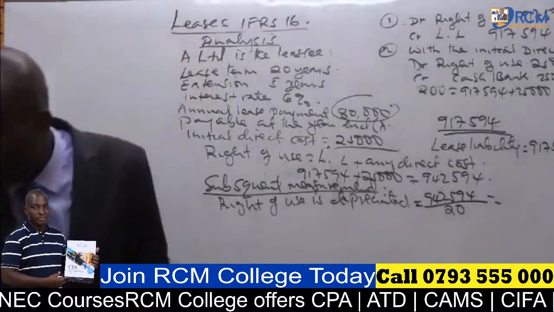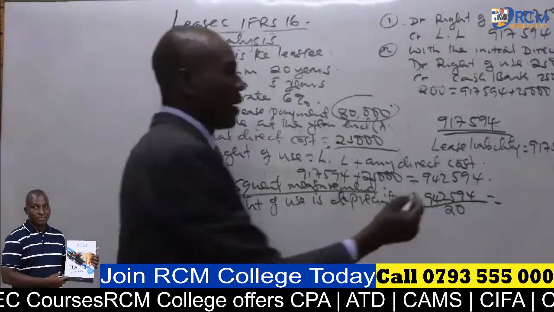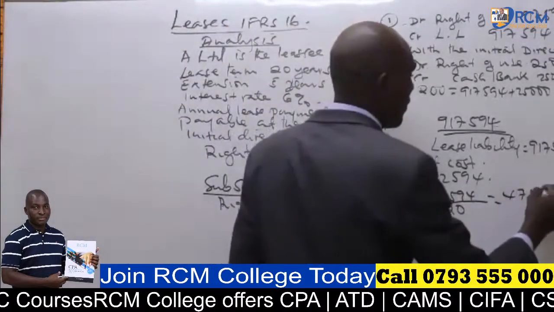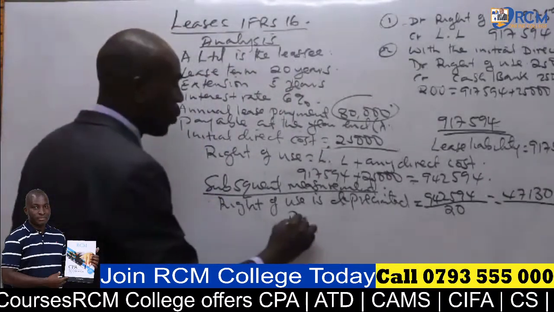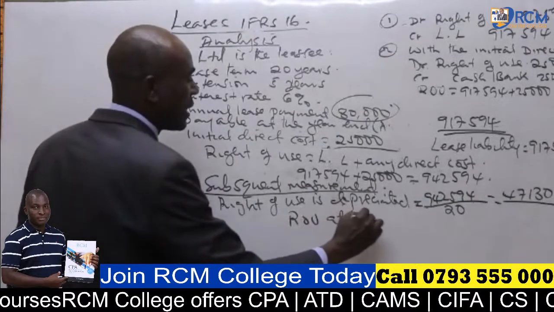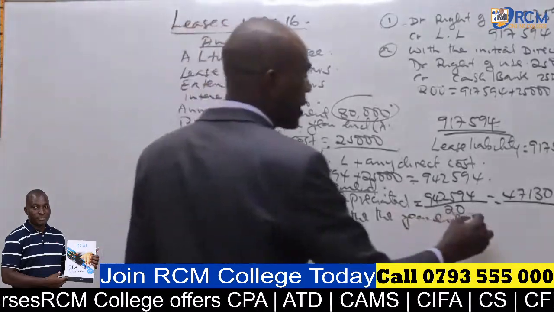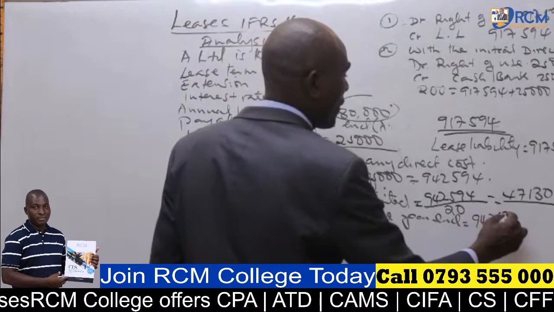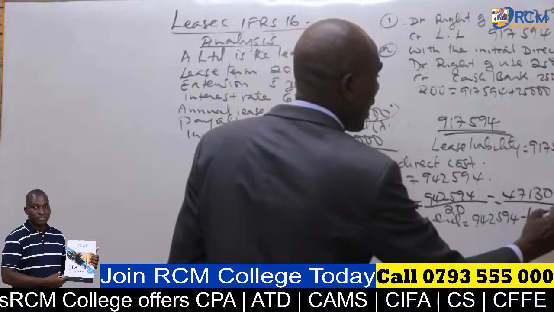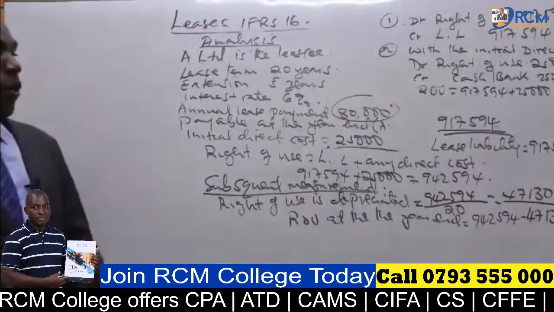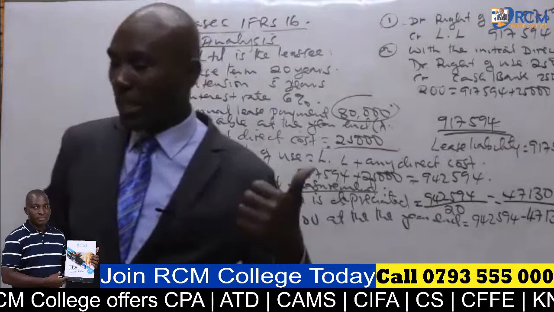Therefore, here you are saying it is 47,130. That is the depreciation we charge to income statement. Therefore, our ROU at the year end, I will recognize 942,594 minus 47,130. That is at the end of the year, because when you depreciate, you subtract to get the carrying amount.